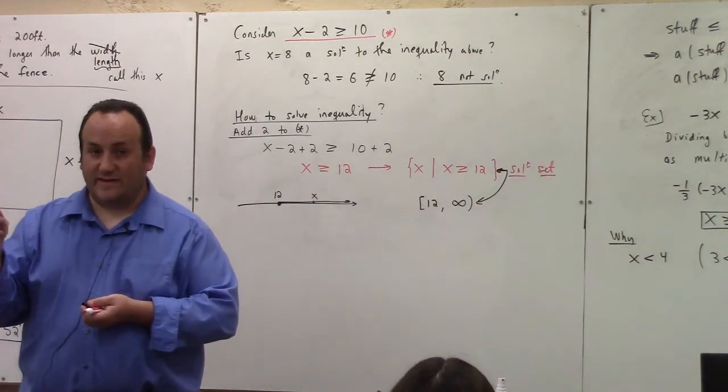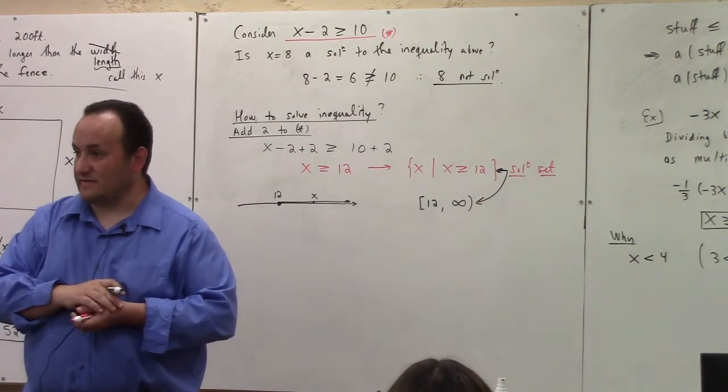So that's the kind of thing that's in that just-in-time review assignment with the 60 questions. It's got stuff like this in there.